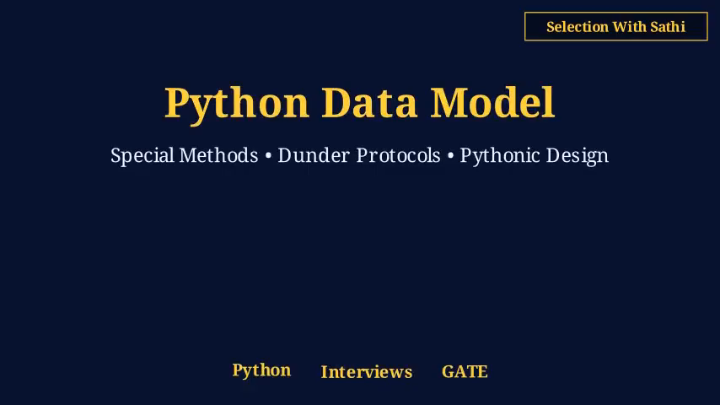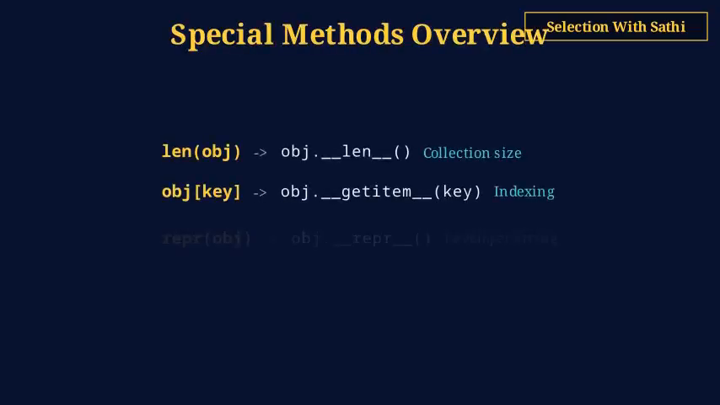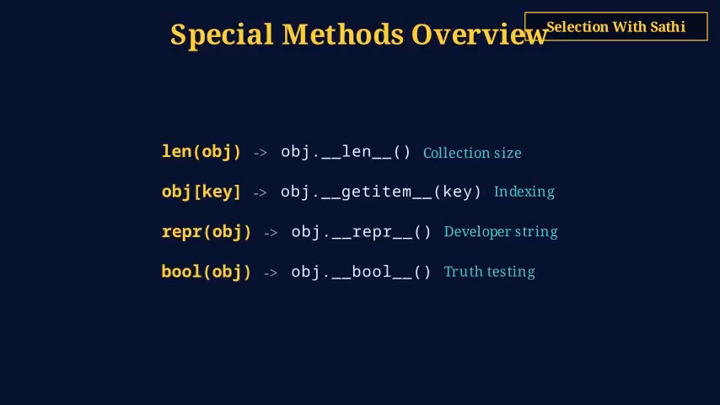Today we explore the Python data model, the framework of special methods that lets your objects integrate with the core language features. By implementing a few dunder methods, your classes gain support for iteration, slicing, sorting, printing, and arithmetic operators. Special methods, also called dunder methods, start and end with double underscores. They are invoked by the Python interpreter, not called directly by your code.